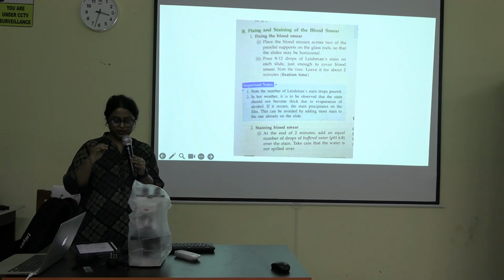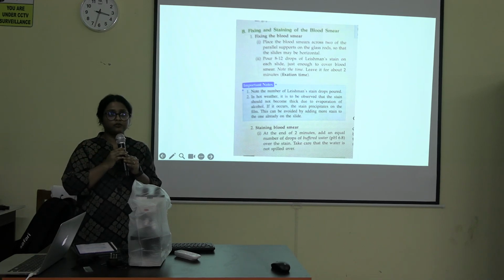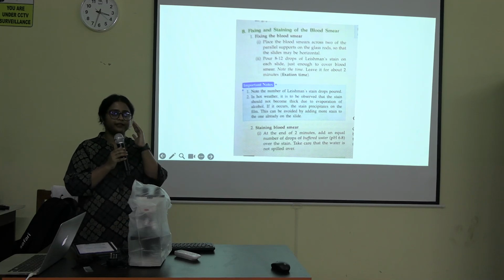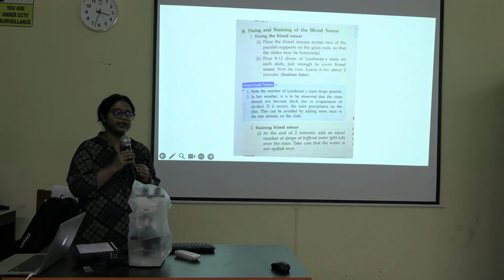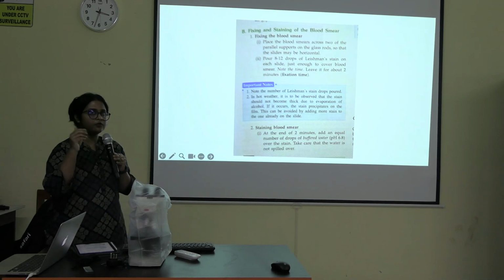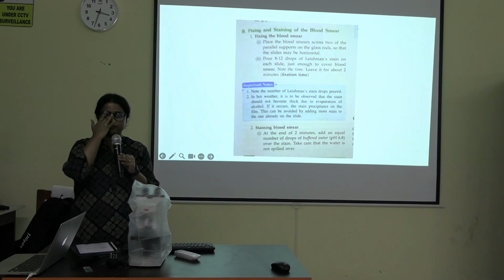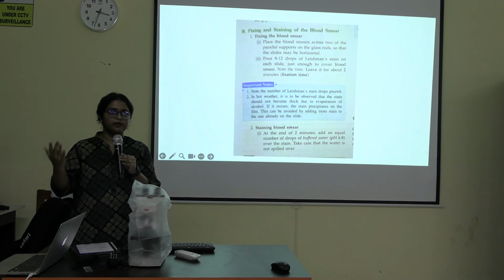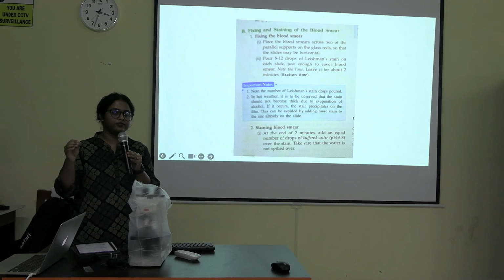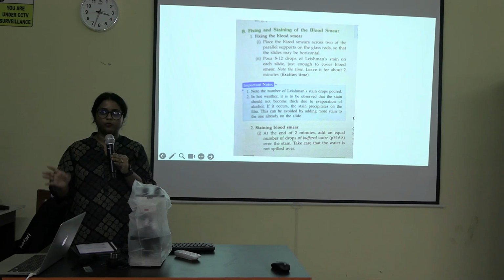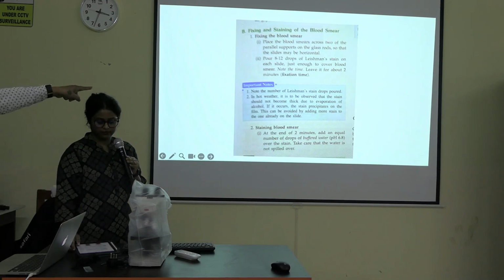So after 2 minutes, we have to add an equal amount of buffered water. What is buffered water? Buffered water is maintaining the pH level at exactly 6.8. If buffered water is available, then we will put an equal number of drops of buffered water on it. If buffered water is not available, we will use distilled water and we'll double the number. Suppose we are putting 8 drops, then for distilled water, we will use 16 drops of it. So you have to calculate the amount of Leishman stain you are putting on it. See, it is written over here.